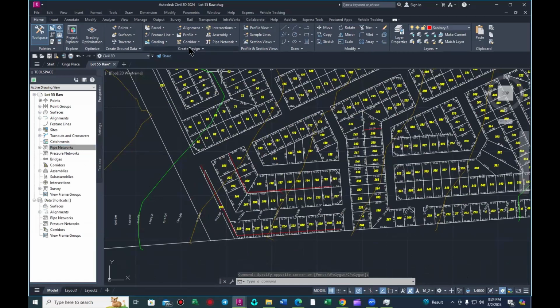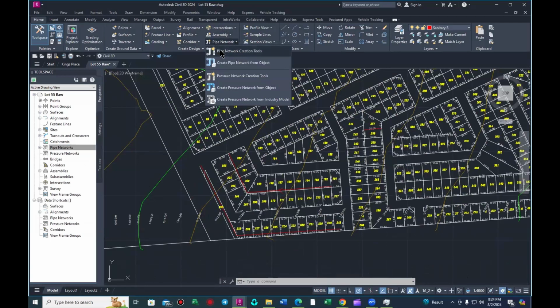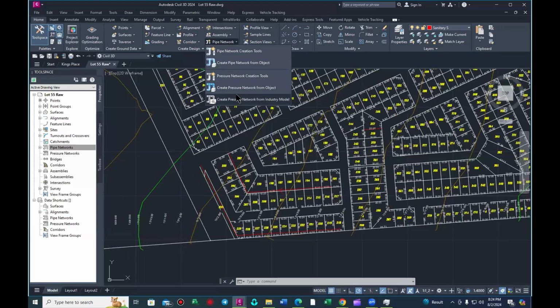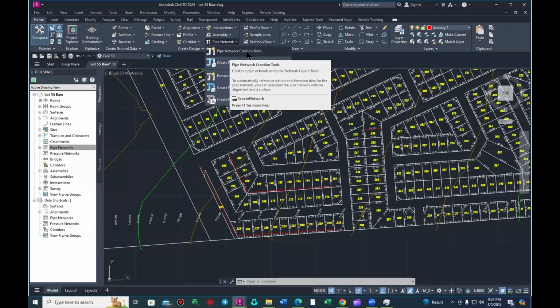You go to create design. You see, you guys, there's parcels, alignment, intersections. We go here to pipe network and click that drop down. There's pipe network creation tools, create pipe network from object, pressure pipe network creation tools, create pressure network from object, etc. We're not going to talk about all of these, but in the future we will. For now, we're just going to use pipe network creation tools, right?